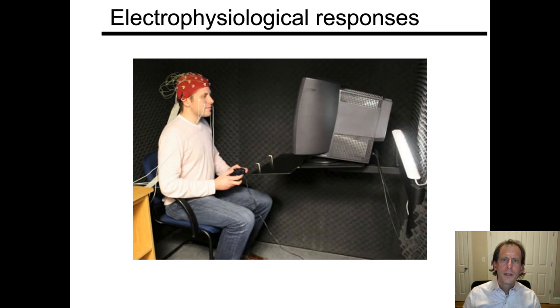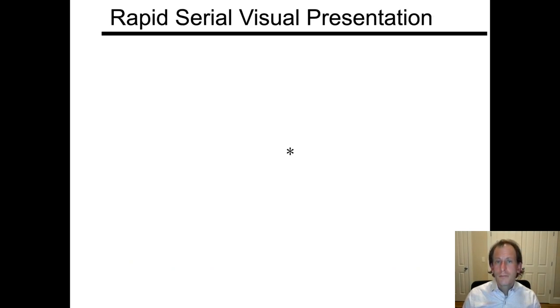So, for example, one of the widely used methods, and one of the earliest methods for the study of the neural basis of language, was electrophysiology, EEG. And in this case, we simply hook up a cap with electrodes to the head of the participant and have them, for example, read a sentence.